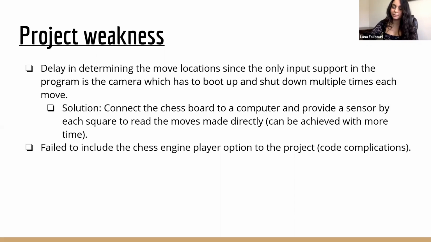As far as project weaknesses, there's a delay in determining the move locations since the only input support in the program is the camera, which has to boot up and shut down multiple times after each move. A solution could be connecting the chessboard to a computer and providing a sensor by each square to read the moves made directly. This can be achieved with more time. And also we failed to include the chess engine player option in the project because of code complications and not a lot of time.